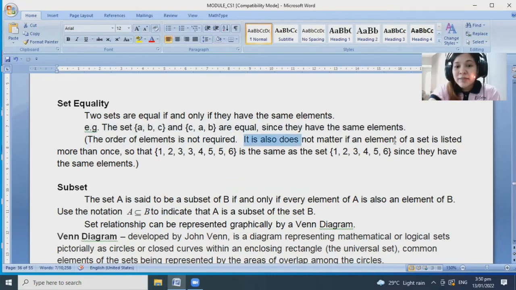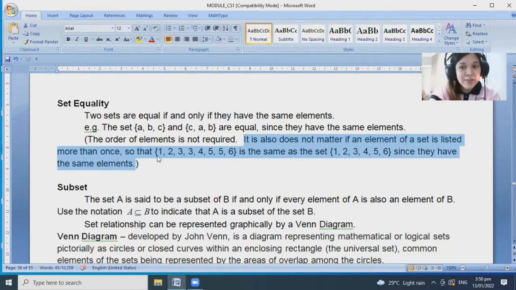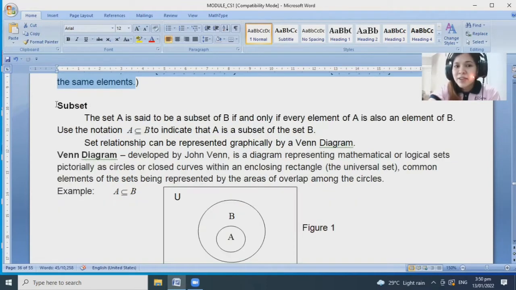It also does not matter if an element of a set is listed more than once. So if I have 1, 2, 3, 3, 4, 5, 5, 6, inuulit yung 3, inuulit yung 5, same lang siya dito sa set na 1, 2, 3, 4, 5, 6, since they have the same elements. Always remember that. Subset. Pag sinabing subset, part of a set.